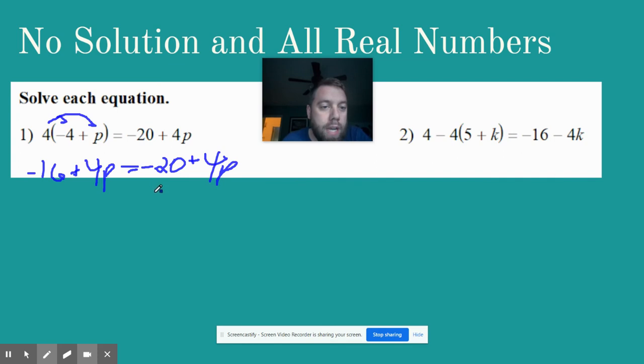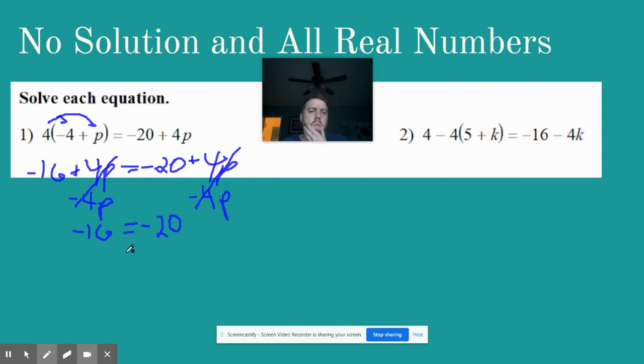Okay, moving on. So now that we have just one variable on both sides, now we can subtract 4p and try to put them together. But again, this is a unique situation, and we're about to see why. We bring down this equal sign. We notice that 4p minus 4p cancels out. Now we bring down our -20 and our -16.